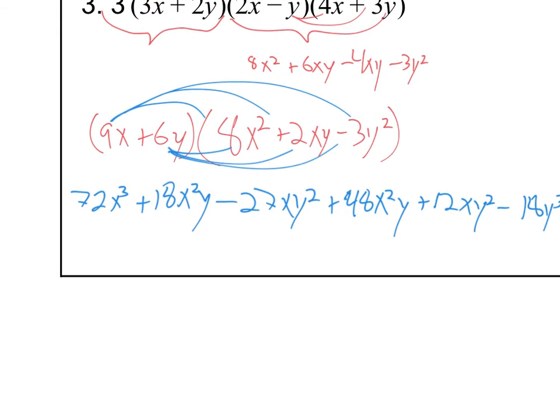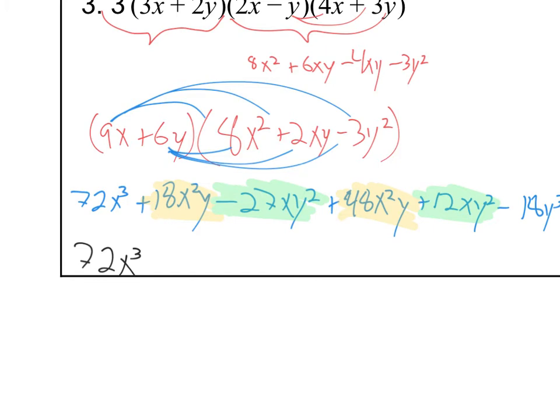So I've got an x squared y with another x squared y. I've got an xy squared with another xy squared. It looks like the first term, 72x to the third, is all on its lonesome. So 72x to the third. And now I'm going to work down with the x exponents. So next up is x squared.